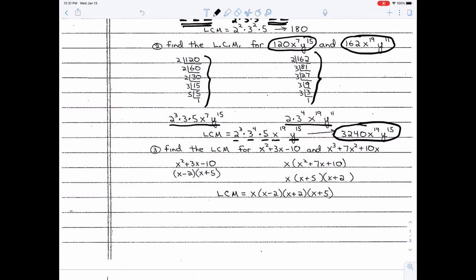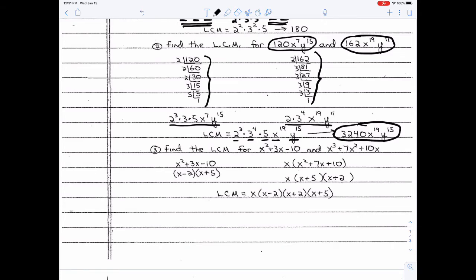So what do we do? Factor, because right now it's not factored. So we have x squared plus 3x minus 10. We're going to factor it into x minus 2 and x plus 5. We have x cubed plus 7x squared plus 10x. So first we're going to factor out the x, then we're going to factor it into x times x plus 5 times x plus 2.